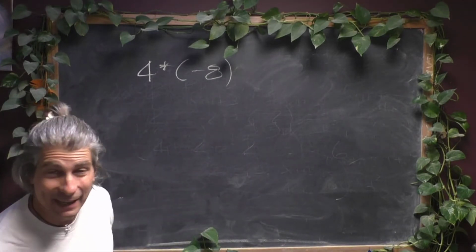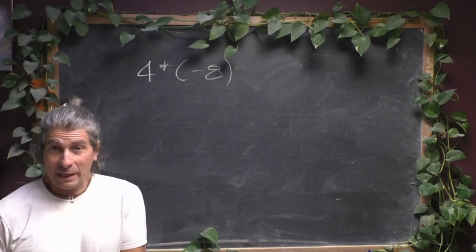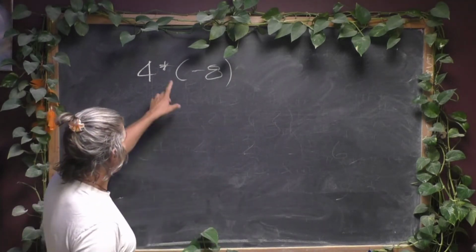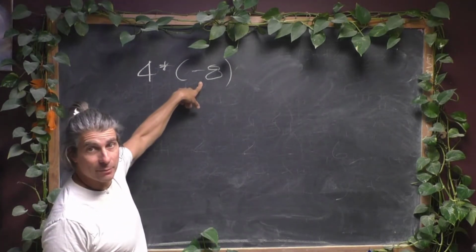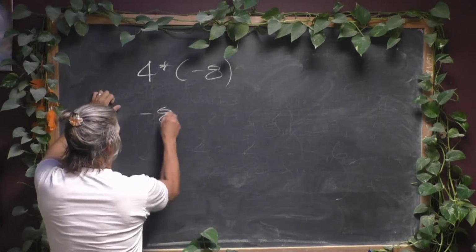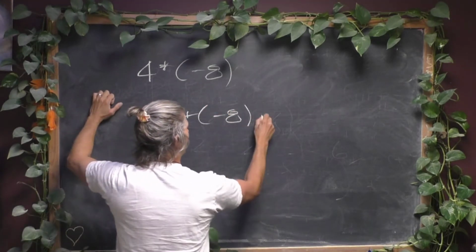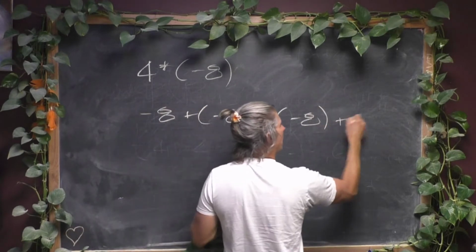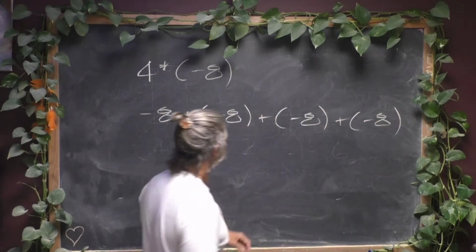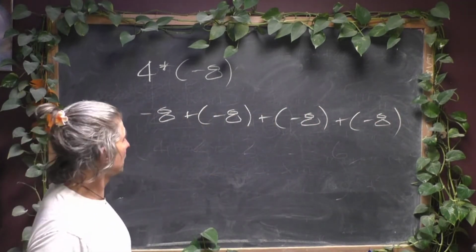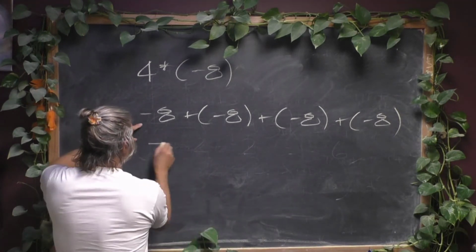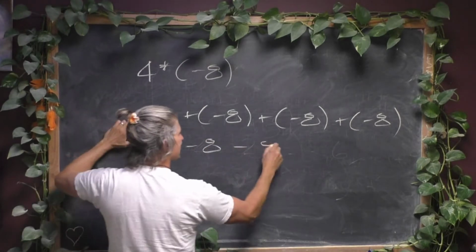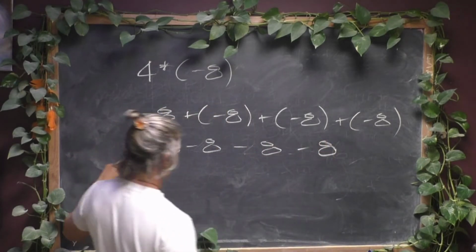Okay, 4 times -8. We can look at it the same way. Multiplying something times 4 means adding it to itself 4 times. There you go. That's the same thing as that. And then using what we just learned about negatives, that's -8 minus 8 minus 8 minus 8. And then order of operations says go to the right.